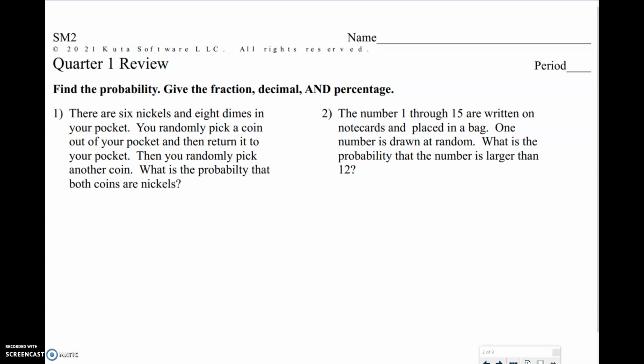Okay, I'm going to split this quarter review into several different videos. This first video is going to cover the first page, which is the 6 probability questions. So question number 1, 6 nickels, 8 dimes in your pocket.